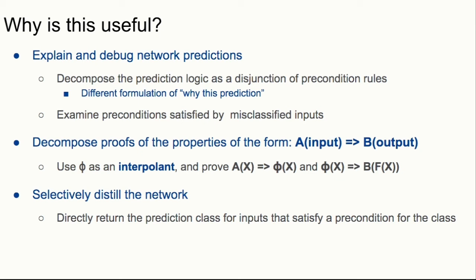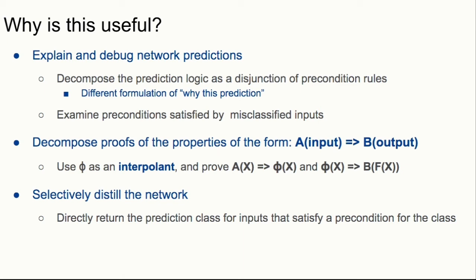A different application of this is you can use these preconditions as interpolants in doing proof. So often you want to prove these contracts that if A is true for the input, then B is true for the output. This proof, if done through the whole network, is typically computationally expensive. But maybe we can break it down into two simple proofs. That I prove that A implies phi and phi implies B.